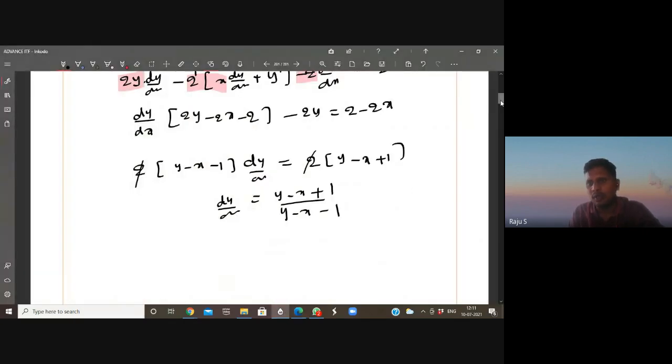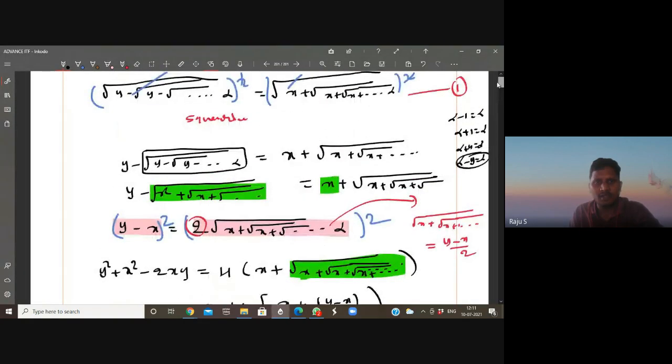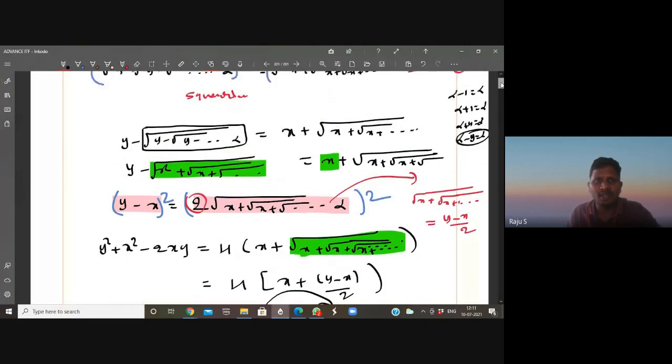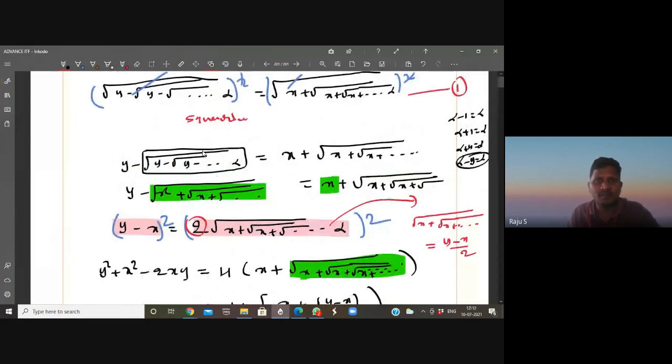So carefully, how to do the simplification. What I have done here: they have given an infinite series on both sides. We cannot separate y values and x values. So in that case, first I squared on both sides. When I squared, we're getting like this. After that, with the help of equation 1, I replaced the square root of y, I replaced it with the right side value. So both will be equal.